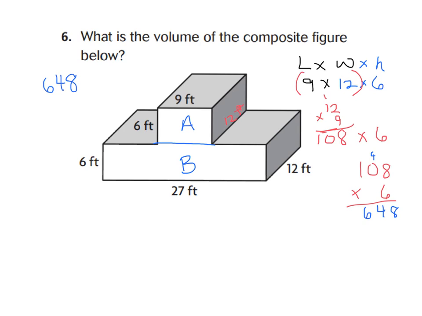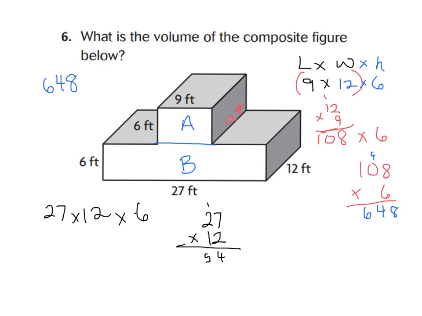And now my job is to find the volume of my rectangular prism B. Let's see the dimensions that we know. Length is 27. The width looks like 12. And my height is already done for me, which is 6. So it'll be 27 times 12 times 6 to find that rectangular prism's volume. All right, 27 times 12. Let's work that out. You can do that along with me, or you can pause the video to try it on your own.